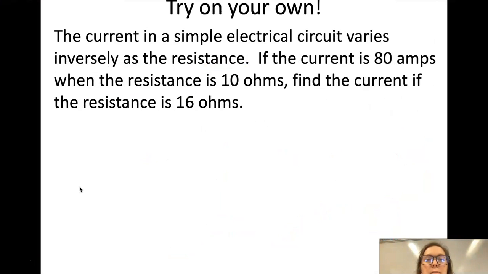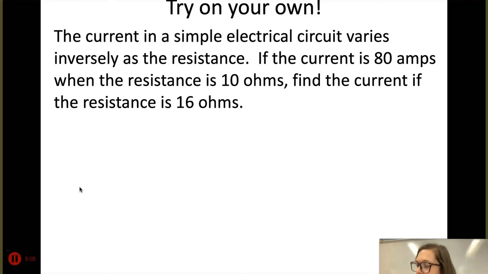All right, try this one on your own. The current in a simple electrical circuit varies inversely as the resistance. If the current is 80 amps when the resistance is 10 ohms, find the current if the resistance is 16. Again, pause the video and try it out.